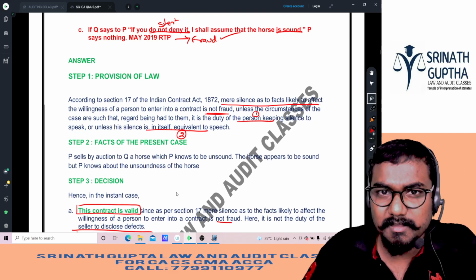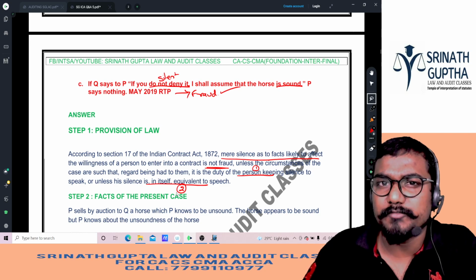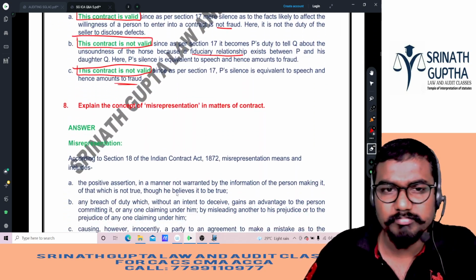This is how you have to answer, beta. You will not lose even one mark, beta, if you write like this. This much clarity is there now. Full marks you will get.